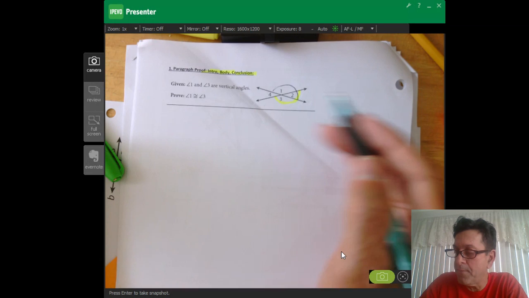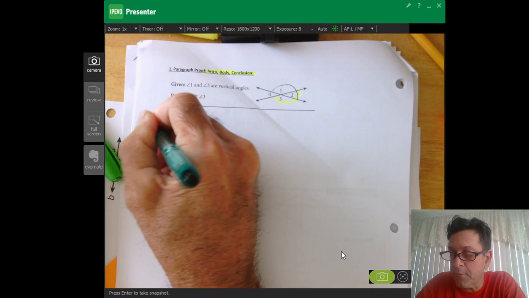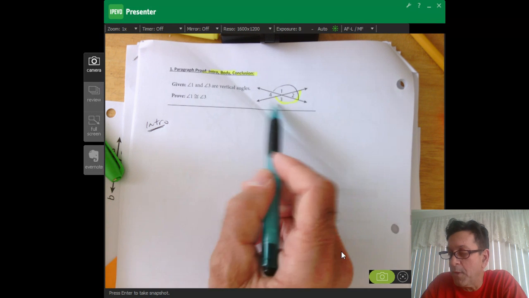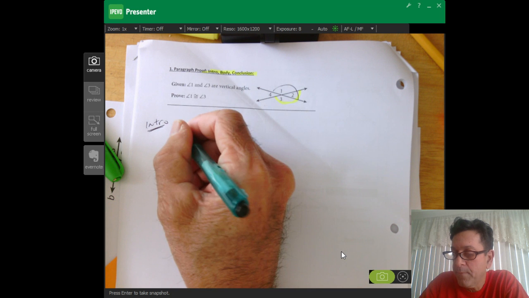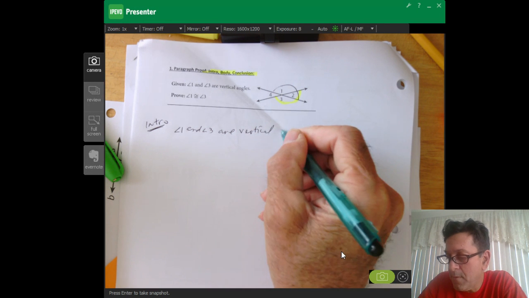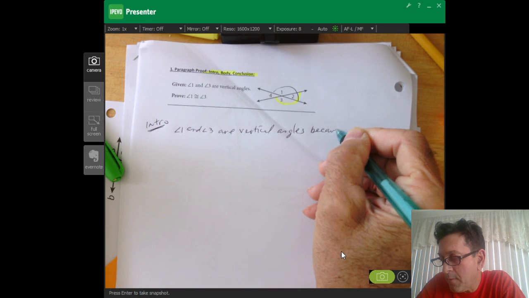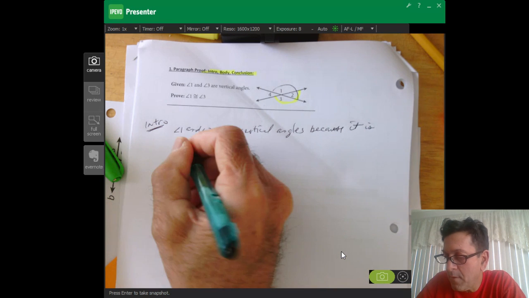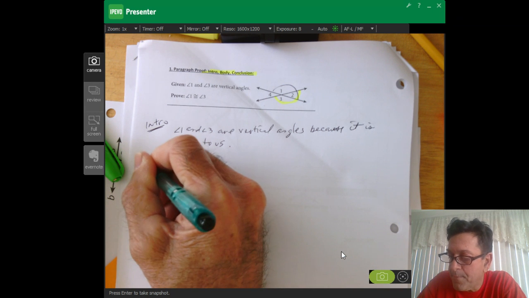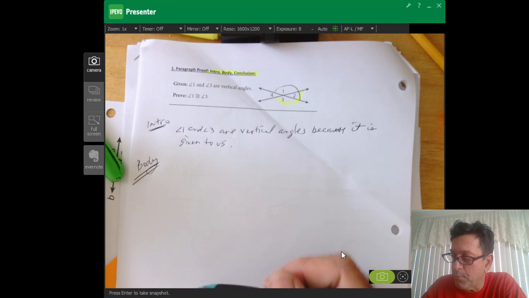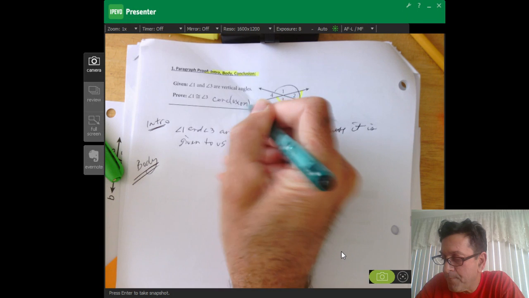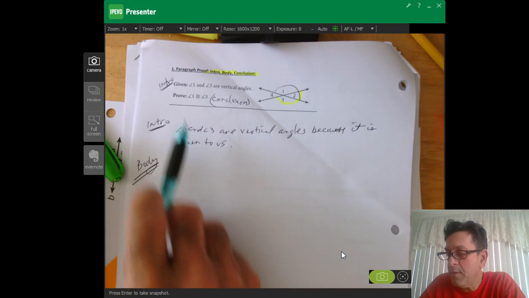Okay, so now we're going to start off. We're going to make a series of statements. Our introduction, we're always going to start off with the given. So what's true about this that they tell us? And we know from the beginning that angle 1 and angle 3 are vertical angles, and we know that because it is given to us. Okay? And then our body starts here. Our body is going to be all of the statements that we put together to come up to our proof statement, which is going to be our conclusion. So our introduction is going to be the given.